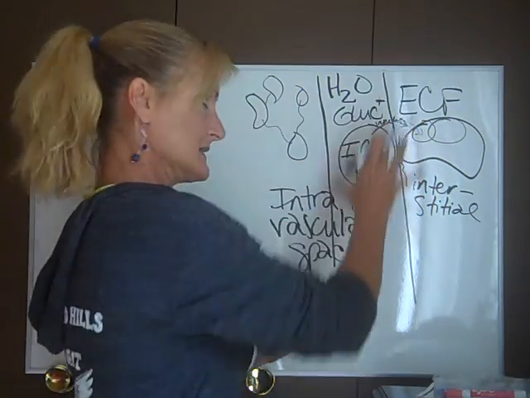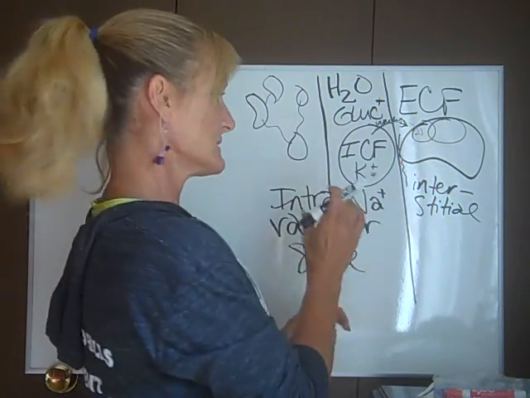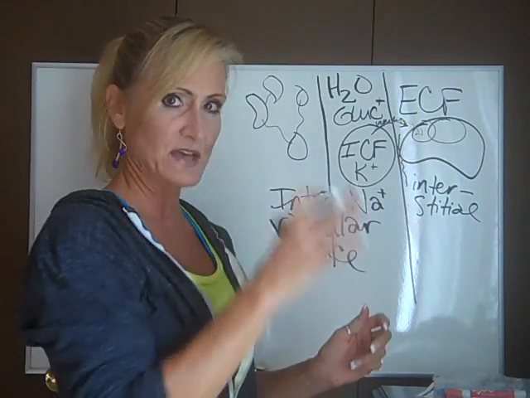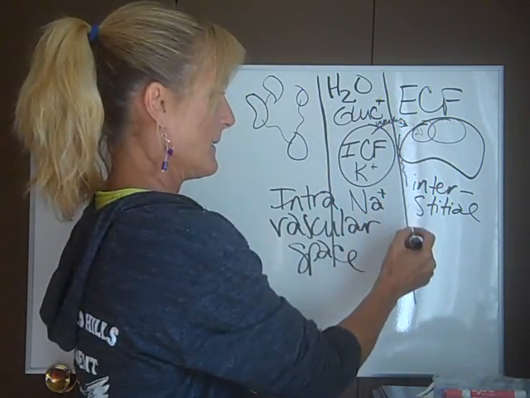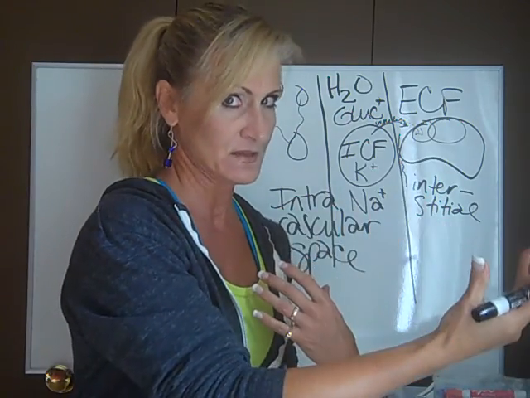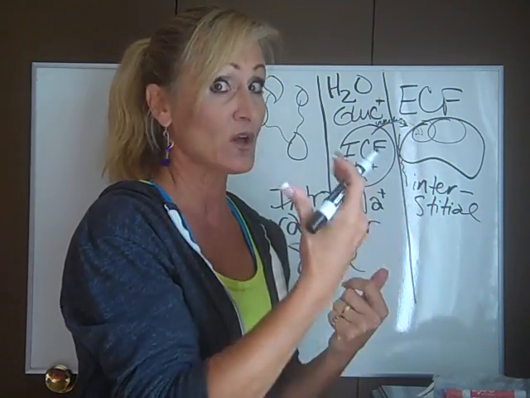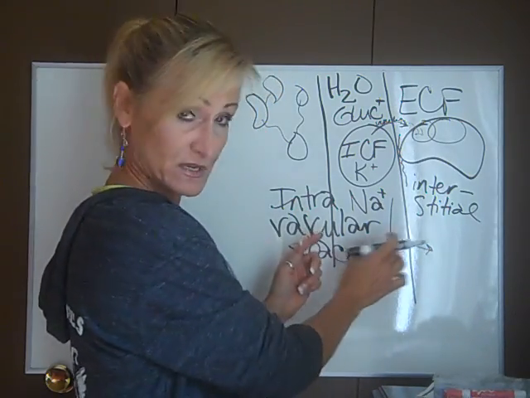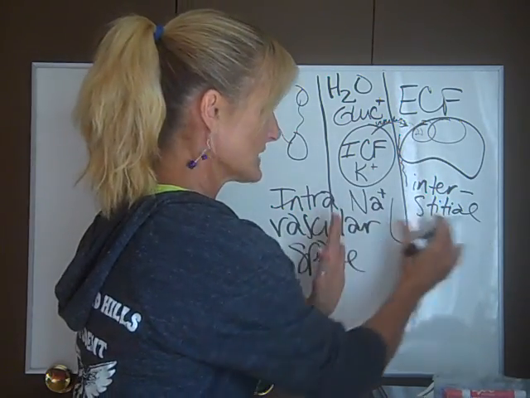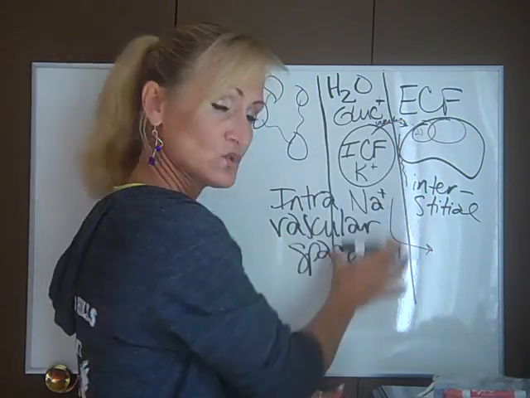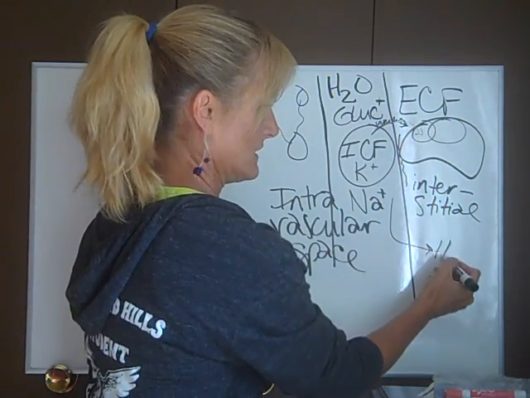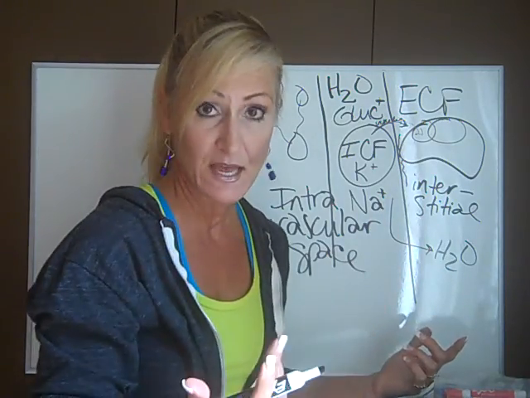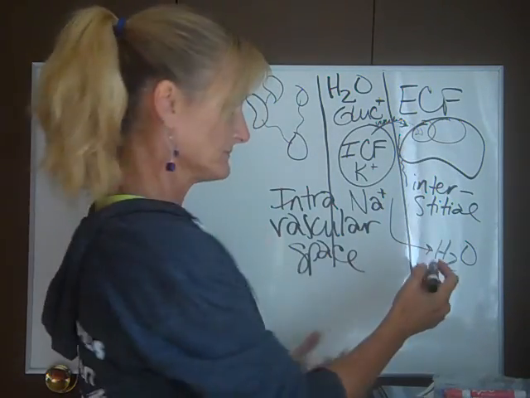This concept is important to know because sometimes you can lose fluid from the intravascular space, but it's not necessarily leaving the body. That's called third spacing. Water, which is supposed to be in here, for some reason flows out of the intravascular space and starts flowing over here. What happens then is edema.